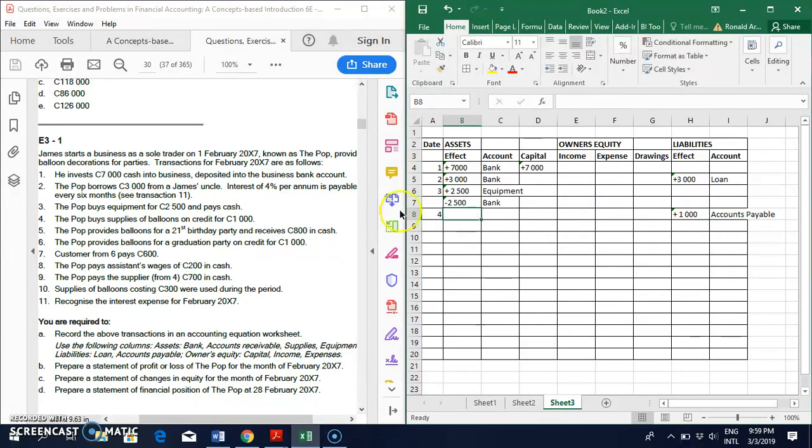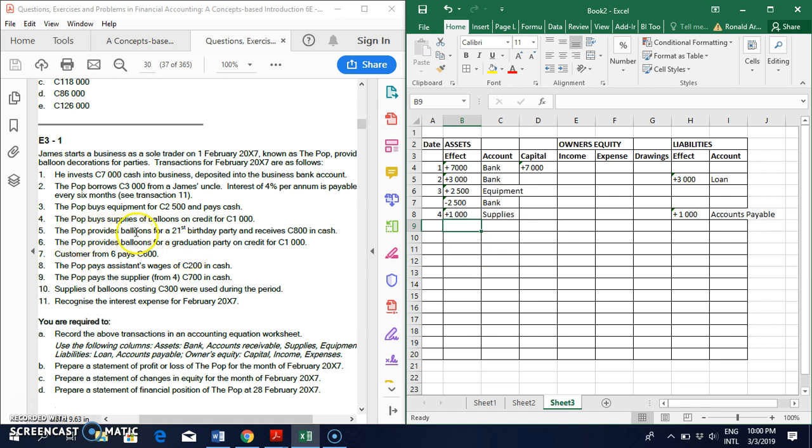And then we use these balloons in providing our service. So we're not buying the balloons to sell them. We're using them to provide our service. So it would be an increase in supplies. Keep that in mind, please. When we buy to sell, we call it inventory. When we buy to use in order to provide the service, we call it supplies or consumables.